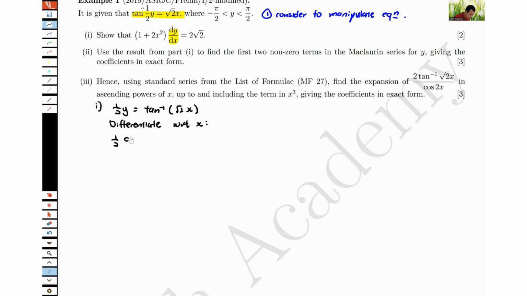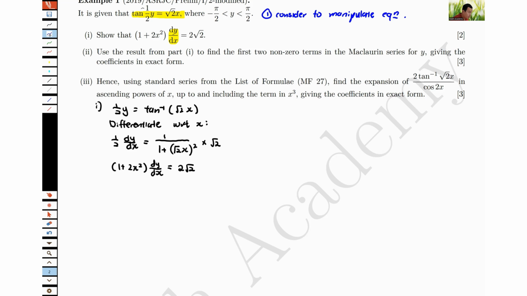Left-hand side, I get half dy/dx. Tangent inverse formula, we go for 1 over 1 plus this square. Continue to differentiate within the bracket, I get a root 2. So to get it to the show, I just need to cross multiply my equations. Okay, that's your part 1.